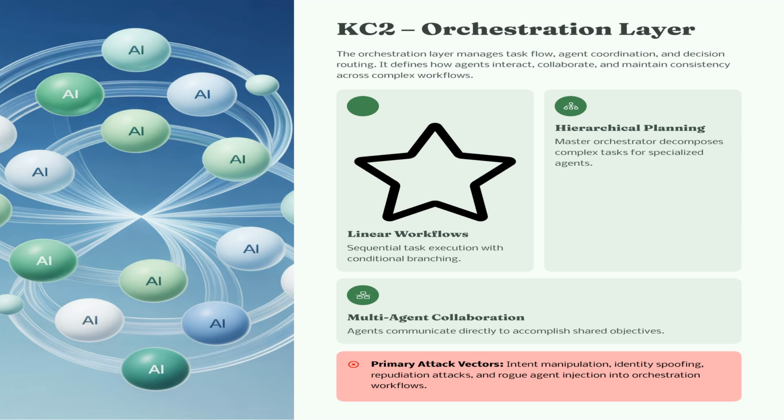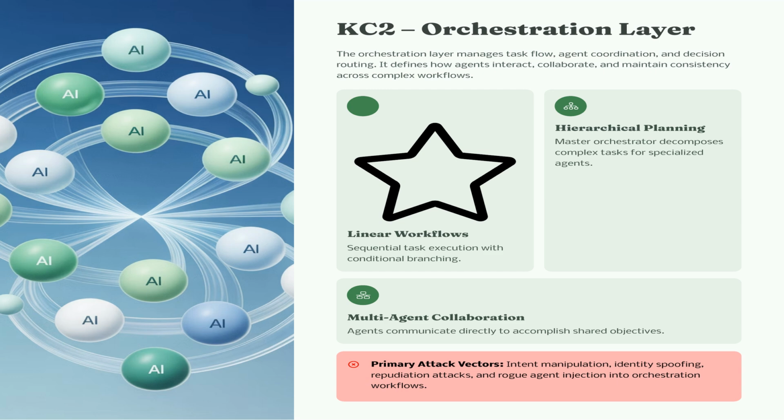Building on our previous discussion about large language models as the cognitive core of agentic systems, let's now explore the orchestration layer. This layer plays a crucial role in managing how tasks are executed, coordinating agents, and routing decisions effectively. Think of the orchestration layer as the conductor of an orchestra, ensuring that each musician, representing different agents, plays their part harmoniously. It defines the interactions and collaborations among agents, helping them maintain consistency even in complex workflows. We can identify several approaches here.